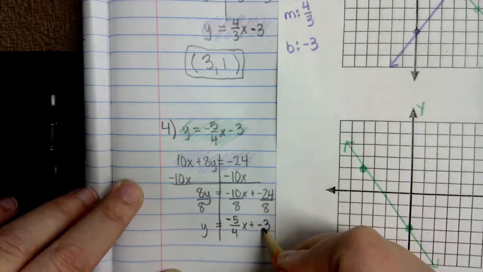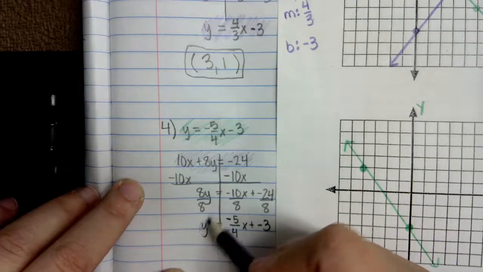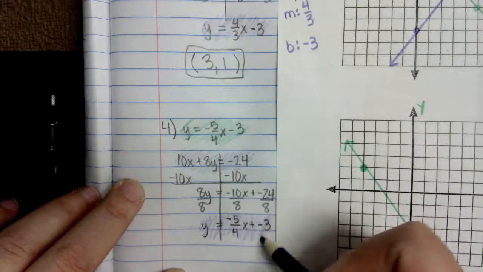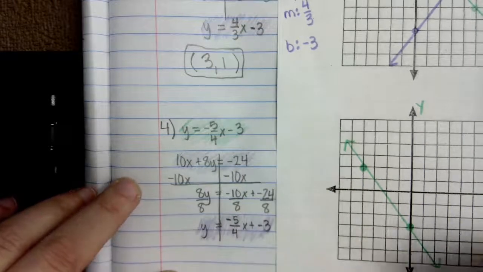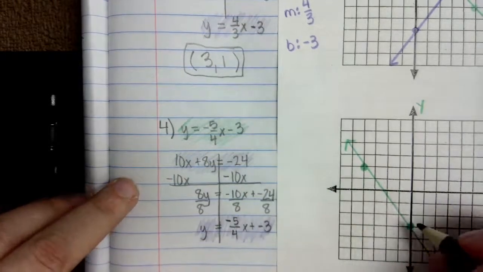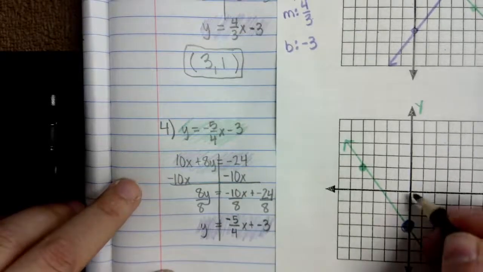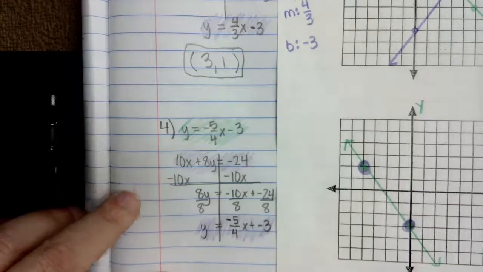Negative 3. Hassan, notice something before we even got a chance to practice it. What do you notice about this equation? Yeah, that's the same. So if we graph it, we'd start at negative 3. We'd rise 5 and run 4 to the left. It's the same line.